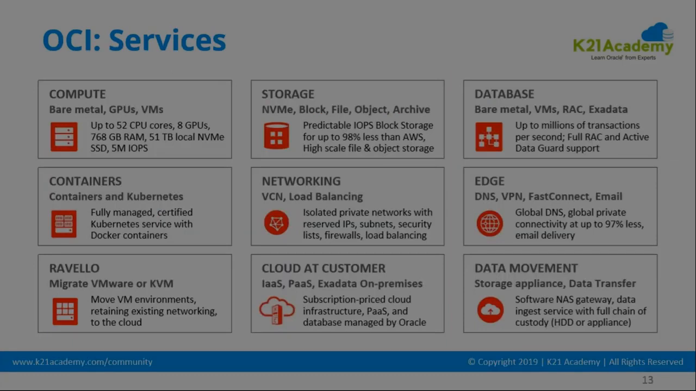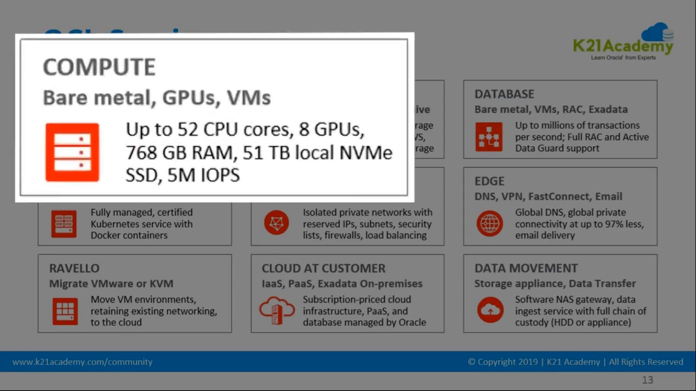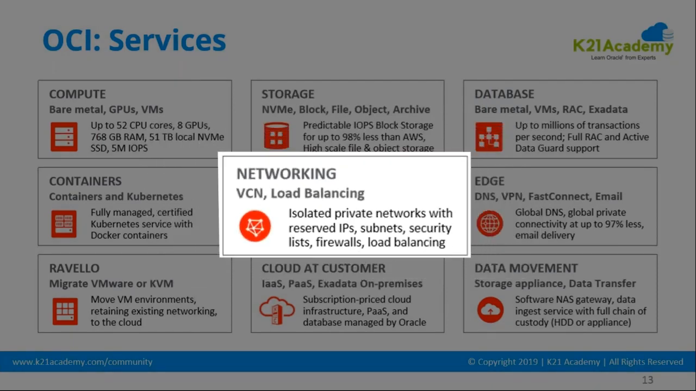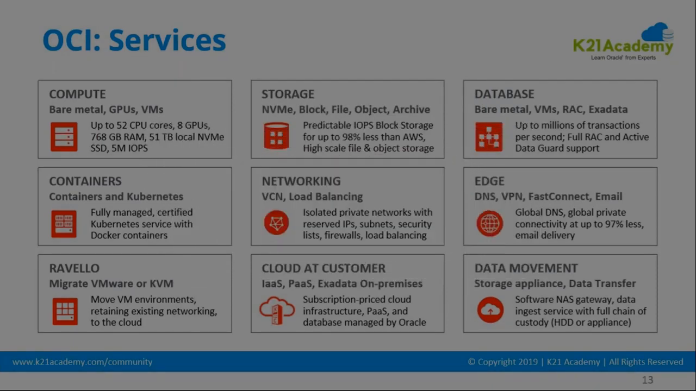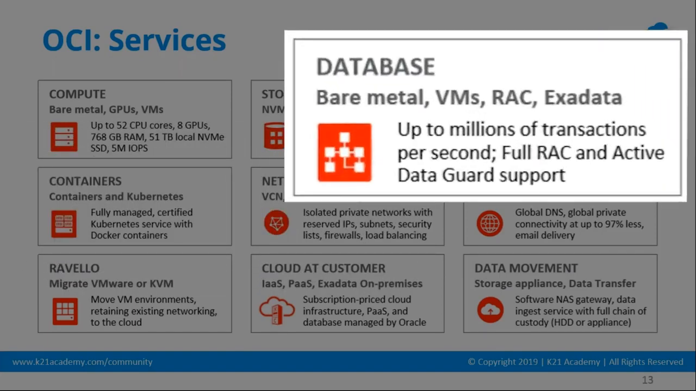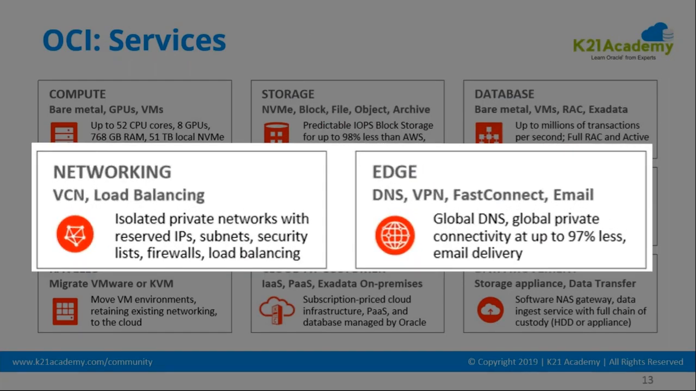Again, this is depicted in a different way over here. To reiterate, you have compute, you have storage, and networking. These are the key backbones. And built on top of that you have containers and Kubernetes, and then you have databases, which becomes a platform as a service. And then networking goes hand in hand with all the edge services, where you need to have DNS, VPN, and then FastConnect, and also email services.